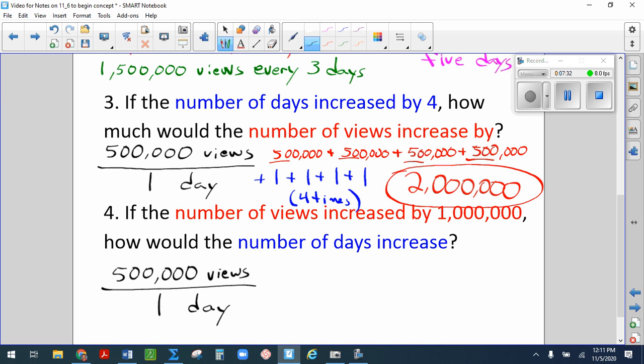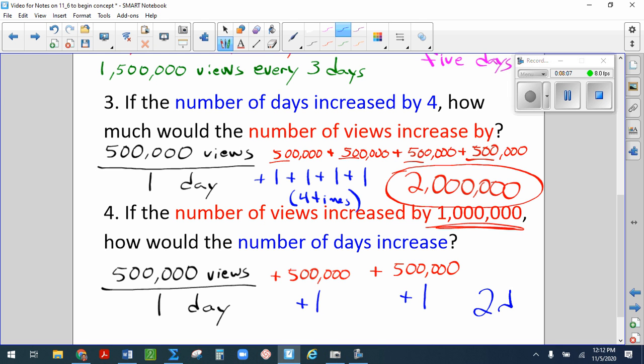And I want to increase by 1 million. Well, we still want to stay with the rate. The rate is 500,000 per day. So how many times would I have to increase by 500,000 to get 1 million? So I'd have to go up 500,000 once, up 500,000 twice. That's 1 million. So I'd have to go up 1 day, up 1 day. So how would the number of days increase? The number of days would increase by 2 days.